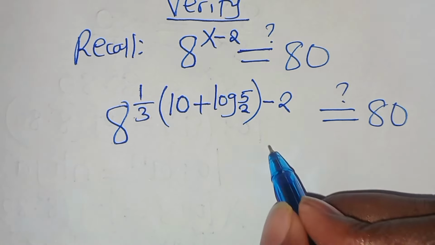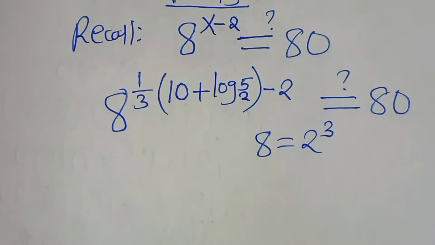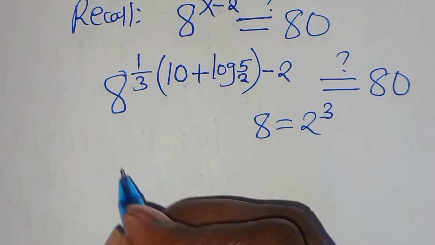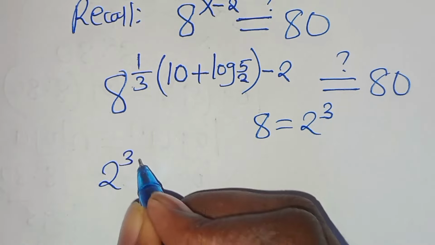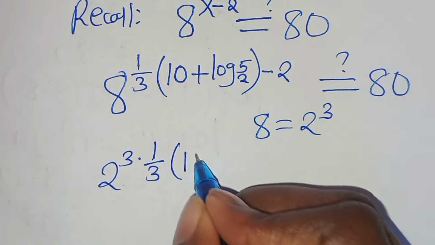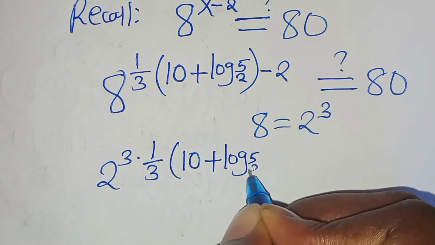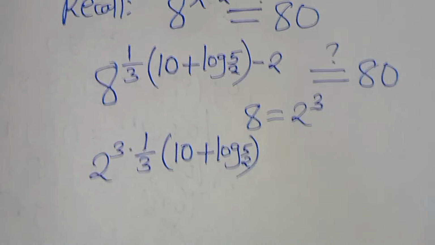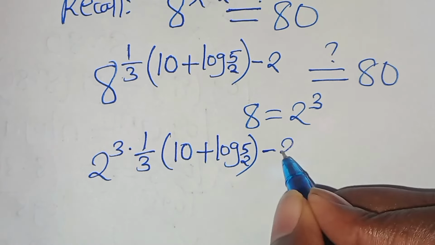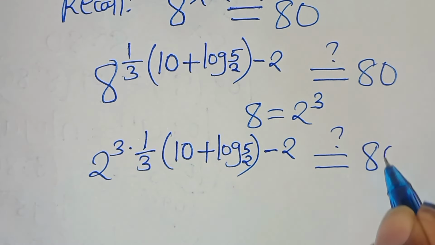Now we can express 8 basically as 2 to the power of 3. Let's substitute 2 to the power of 3, so that we have 2 to the power of 3 times 1 over 3 into the parentheses. This is the same thing as 10 plus log 5 to base 2, close the parentheses, minus 2. Then this is supposed to give us a value of 80.